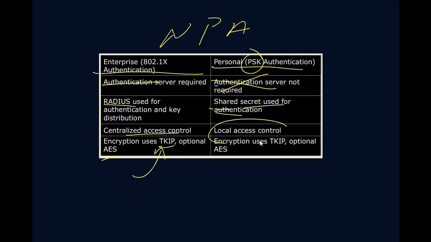Again, we have local access control. That means that the APs could be on their own. They could not. And encryption uses TKIP or AES. Again, those are our options.